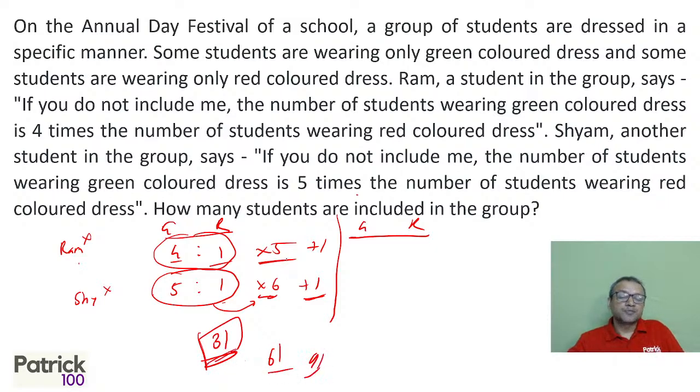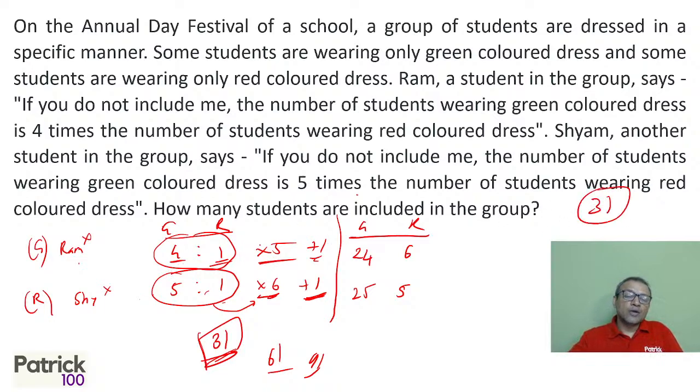Let's say 31. If it is 31, if I remove this 1, it will be 30. And if I break it up into 4:1, 30 divided by 5 is 6, so it will be 6 and 24. Same if I remove 1, 30, break it up into 6, it becomes 5 and 25. Which means that total 6 red, Sham will be red, we removed Sham, and there will be total 25 green, Ram will be green. This satisfies, so 31 is the answer, right?